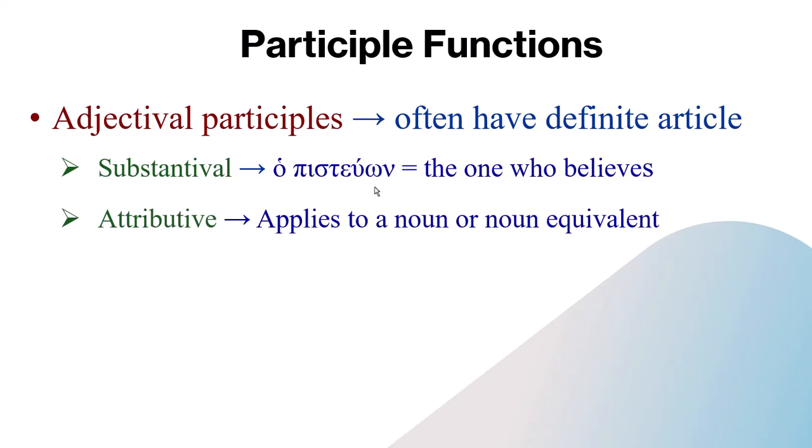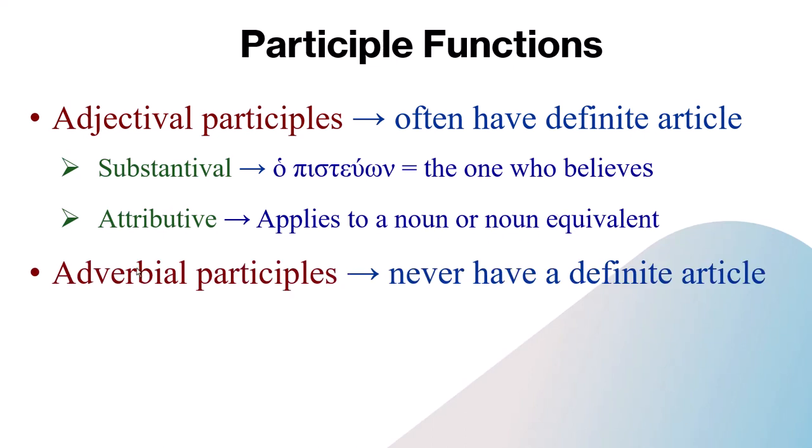The other way to use an adjectival participle is attributively. And so this is going to apply to a noun or a noun equivalent. We'll see an example later. Participles can also be used adverbially. So in addition to adjectival participles, we also have adverbial participles.